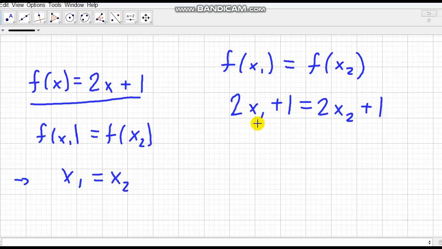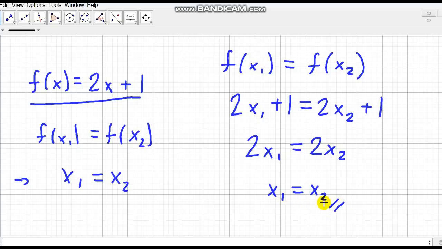So let's solve. We can subtract both sides by 1. So we have 2x sub 1 is equal to 2x sub 2. And then we can divide both sides by 2. Therefore, we get x sub 1 is equal to x sub 2. Since we're able to arrive here, then we've proven that this f of x is equal to 2x plus 1 is a one-to-one function.